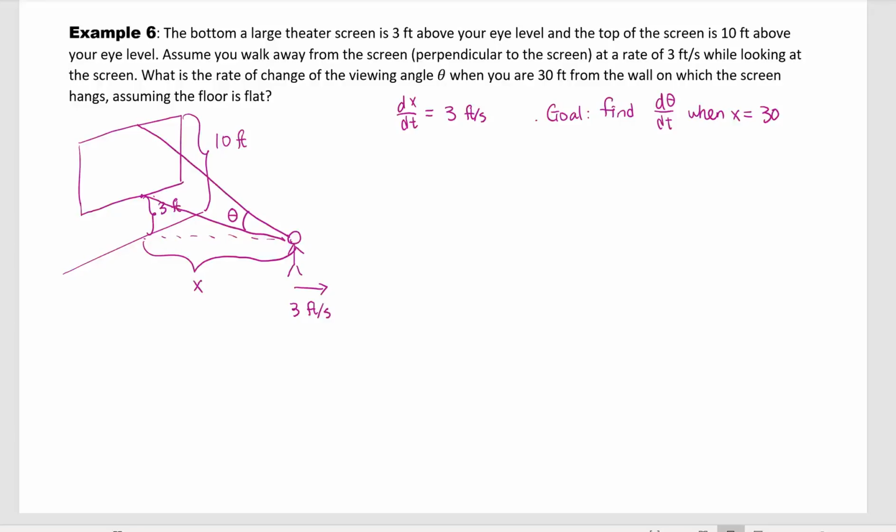Next, how do we find the relationship between theta and x? Can you see there are 2 right angle triangles? Let me use a different color.